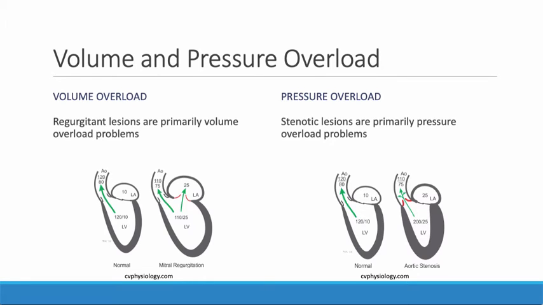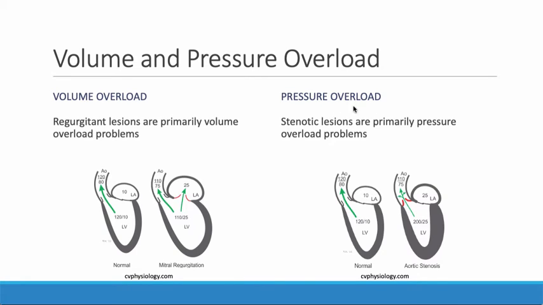Well, which is easier to open? Which door is easier to open? The 75 millimeters of mercury or 25 millimeters of mercury? Well, it's the 25 millimeters of mercury. And so regurgitant lesions like this are a problem because they seek to go out where the least resistance is, right? And that leads to a volume overload problem, okay?